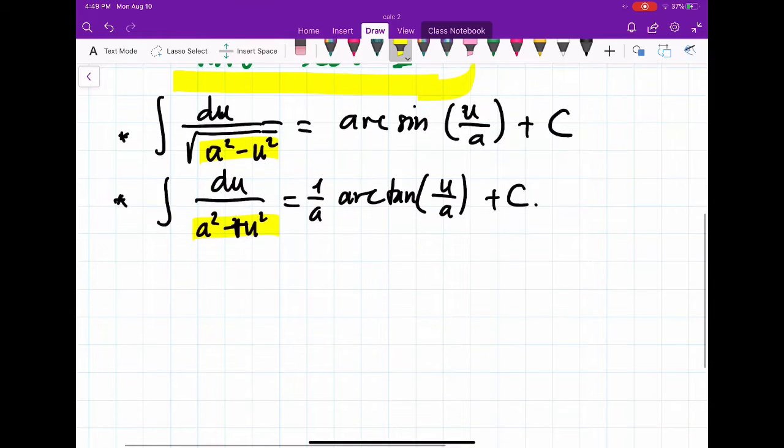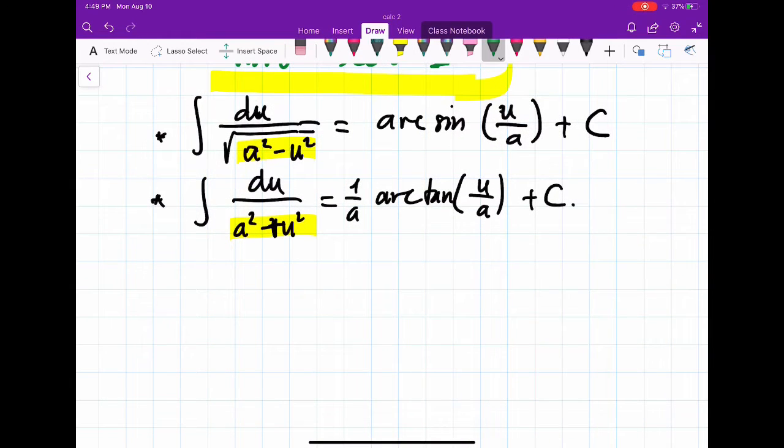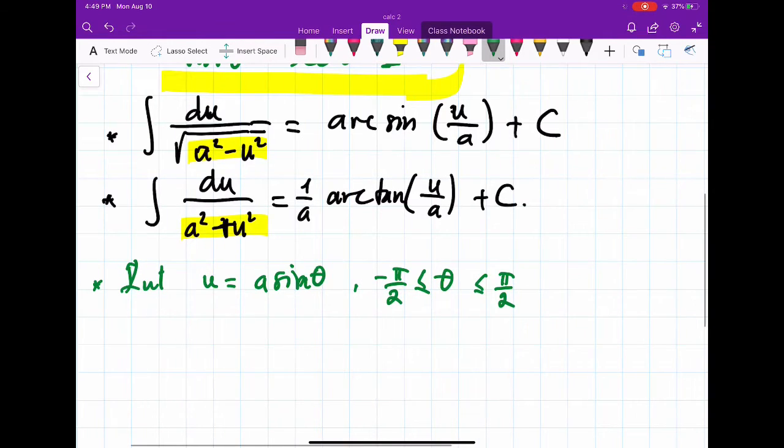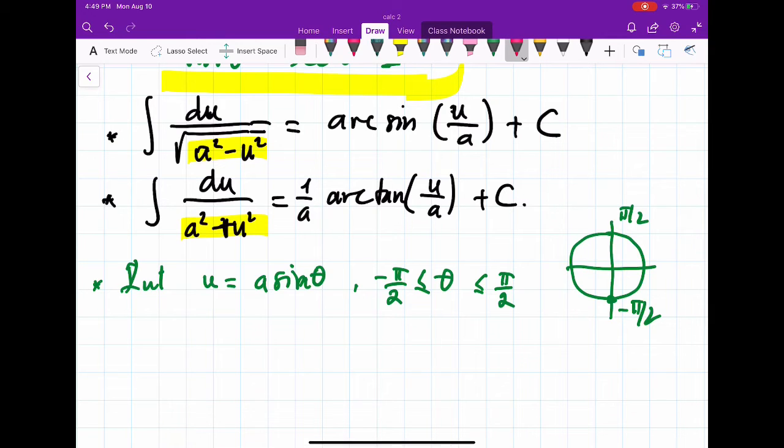All right. For the first integral, I put u equal to a sine of theta. So I just consider the interval negative pi over 2 to pi over 2. Okay, we remember the unit circle, right? That is enough to consider, from negative pi over 2 to pi over 2, because in that interval, sine will go from negative 1 to 1, right? And the function has an inverse.